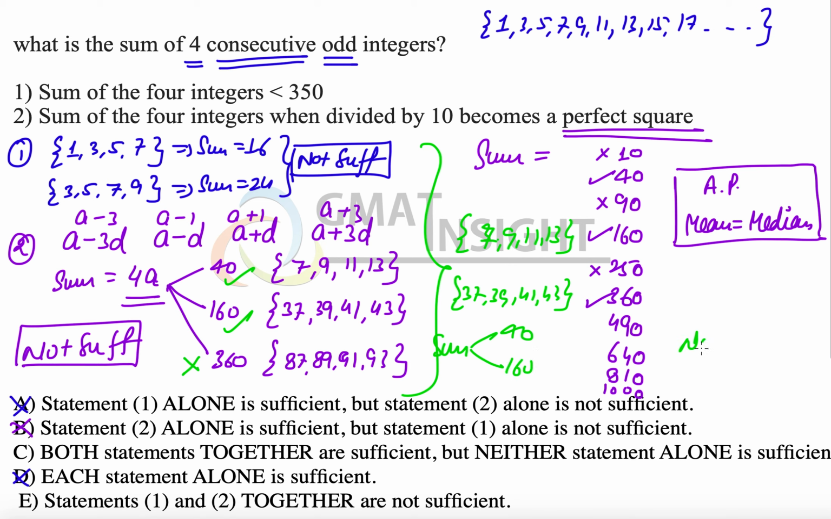Therefore, even together we have an inconsistent solution to the question, and we say that the result is not sufficient, and therefore the answer to the question is option E. I hope that explains. Thank you so much.